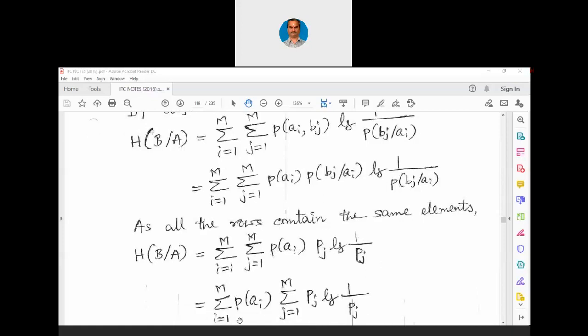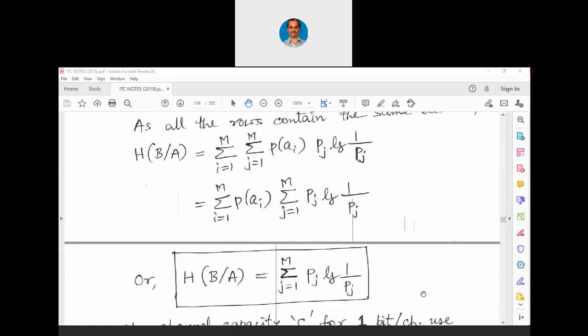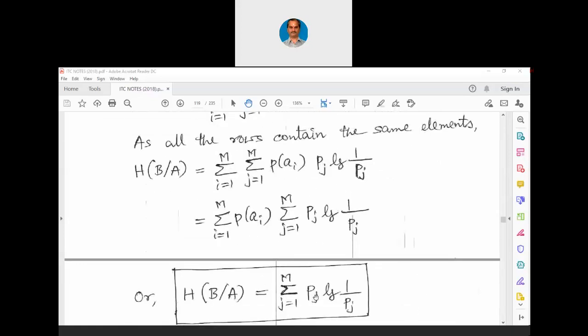Now this is nothing but the summation of i equals 1 to m of p(ai); we will put this aside, and the summation of j equals 1 to m of pj lg of 1 over pj. So now what is this? H(B/A) equals the summation of j equals 1 to m of pj lg of 1 over pj. Why? Because the summation of i equals 1 to m of p(ai) is equal to unity. The sum of all the probabilities of the source symbols is going to be unity. So we can directly write H(B/A) equals the summation of j equals 1 to m of pj lg of 1 over pj. This is a mathematical derivation for the summation of the column elements which will yield the equivocation. This is the mathematical proof.